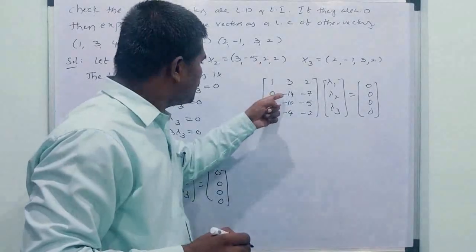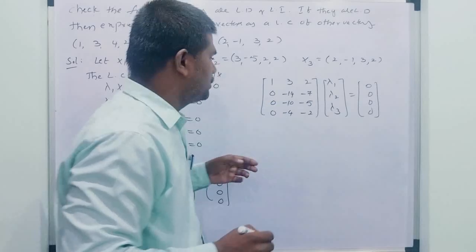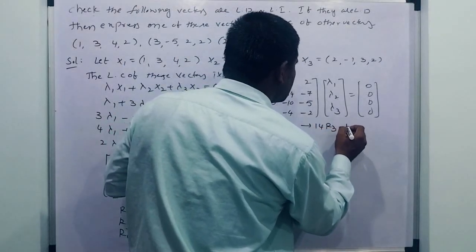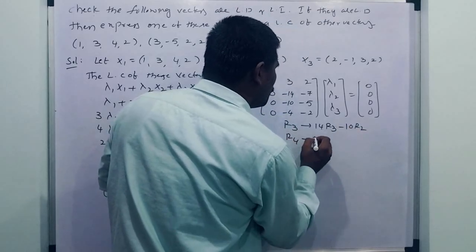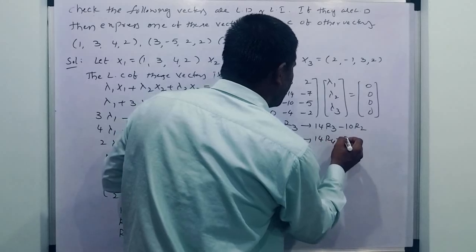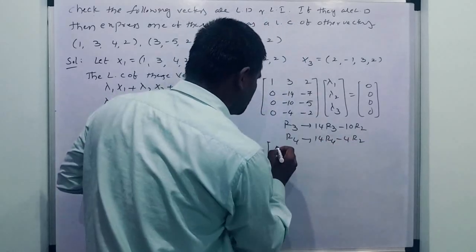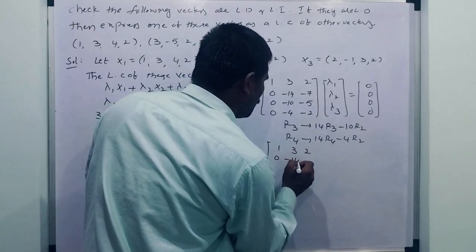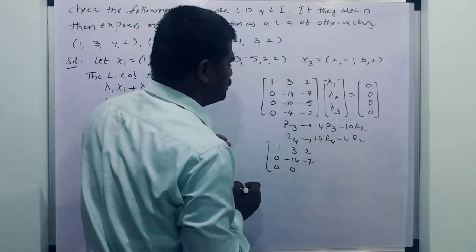Now use this element and try to make these two elements 0. R3 tends to 14 R3 minus 10 R2, and R4 tends to 14 R4 minus 4 R2. If you do so, no change in the first two rows. So that means 1, 3, 2, 0, minus 14, minus 7, 0, and this is 0.